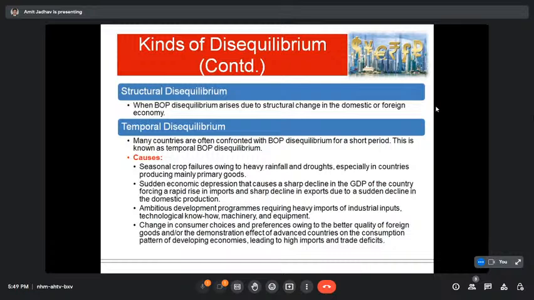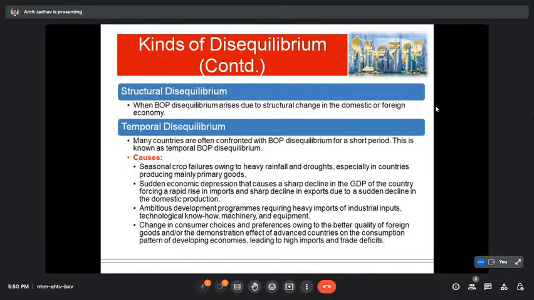Ambitions of development programs requiring heavy import. Basically, the ambition of a developing program requires quite heavy import of industrial inputs, technology, machineries and others. After some period, they are importing such industrial products, but these products will be used for increasing the productivity of domestic industrial sectors, and after some period they are able to produce quite good production, and they are able to send this production outside also.